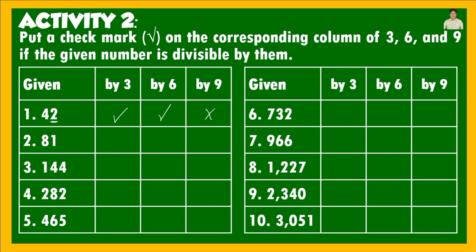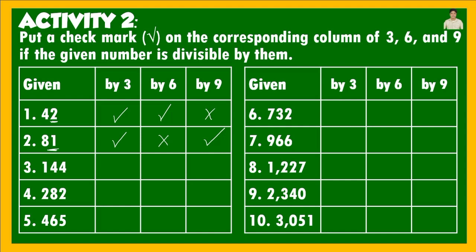Next, 81. 8 plus 1 will have 9. So, divisible by 3 siya. Next, 81 by 6. So, consider natin yung divisibility rule for 2. Yung last digit niya 1 is not an even number. Therefore, it is not divisible by 6. By 9 naman, 8 plus 1, that is 9.